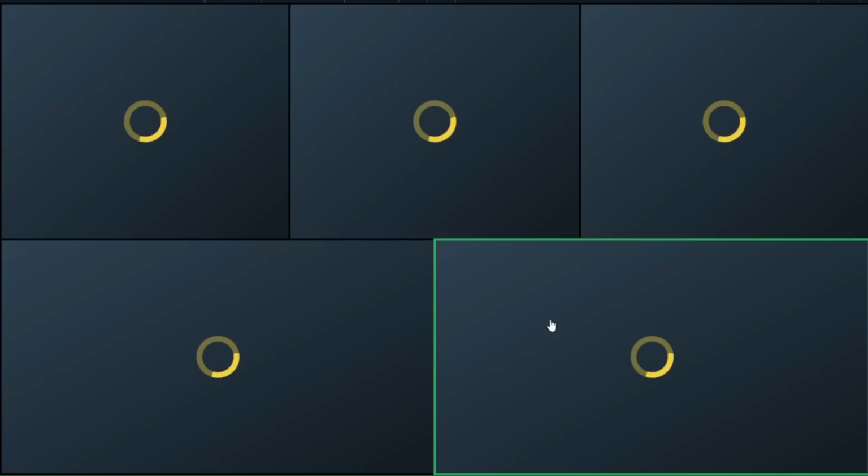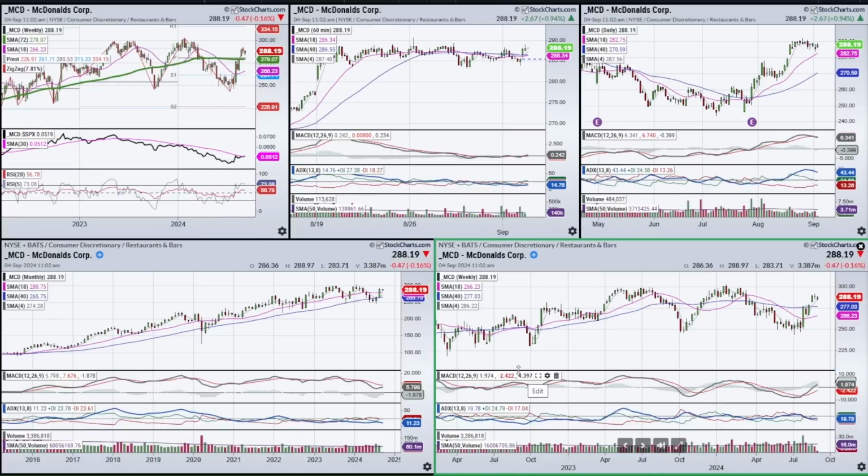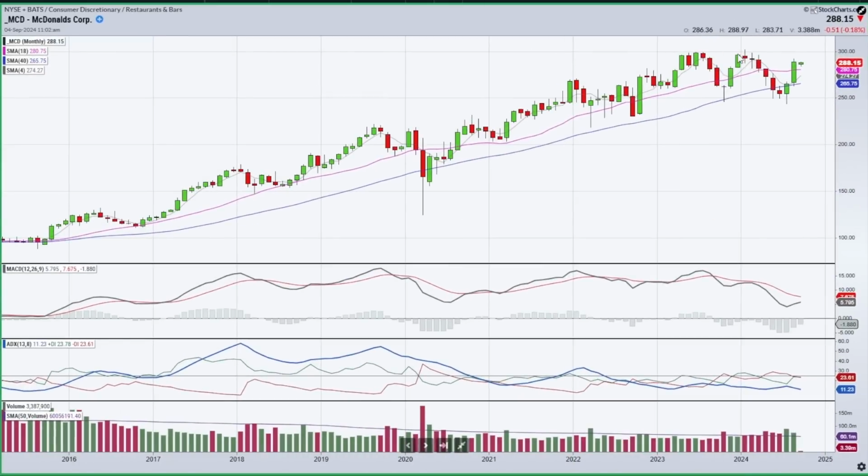All right. And then look at something like McDonald's showing signs of improvement. It has a tremendous amount of support at 250. We've gotten back above the key moving averages, but it does still look like a trading range to me with resistance at 300 right now.